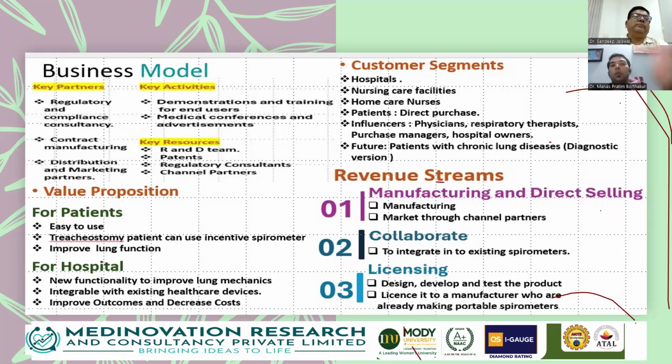So with this model, what is your value proposition? What problems you are solving for your end users? Who are your customer segments? And what are your revenue streams? What type of revenue generation are you planning to do? Like you will manufacture it directly and sell, or you'll collaborate with already existing players, or you license it to different players, which will not be linked to geographies. So these are various revenue streams you have to understand. So you have to understand the business model.